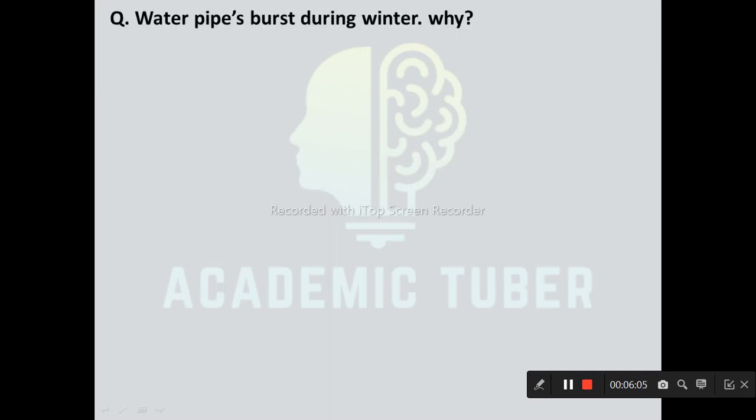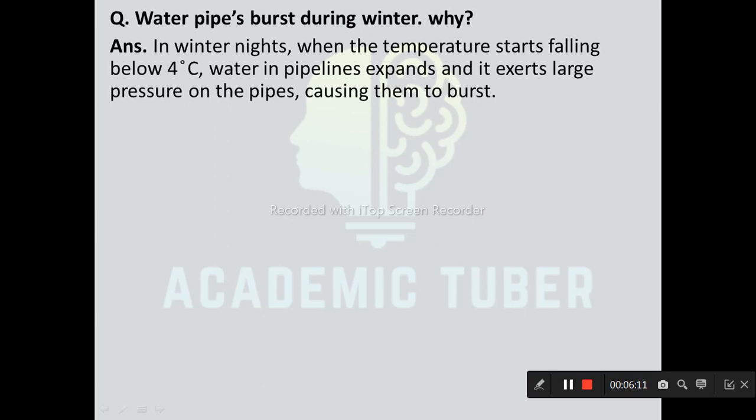So here are few questions related with the anomalous expansion of water. Water pipe bursts during winter. Why? In winter nights when the temperature starts falling below 4 degrees Celsius, water in the pipeline expands and it exerts large pressure on the pipes, causing them to burst.